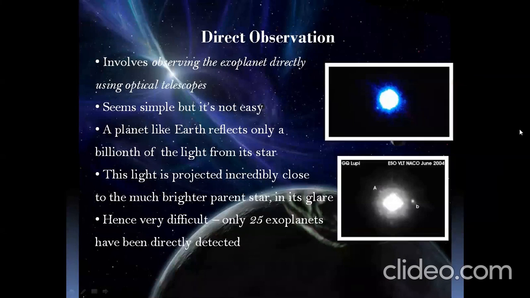In direct observation, the star and its planet are seen or observed directly by optical telescopes. It may seem easy, but it's not so, because the planet hides in the glare of the very bright star. Therefore, only 25 exoplanets have ever been directly detected by this method.